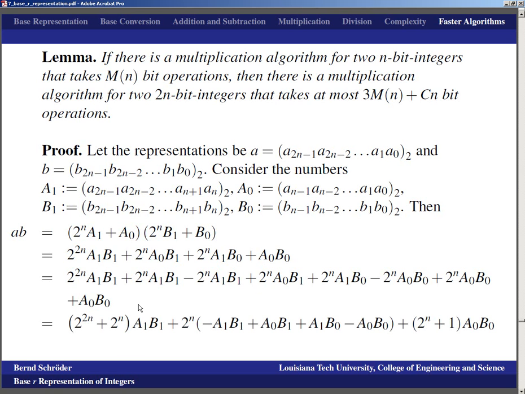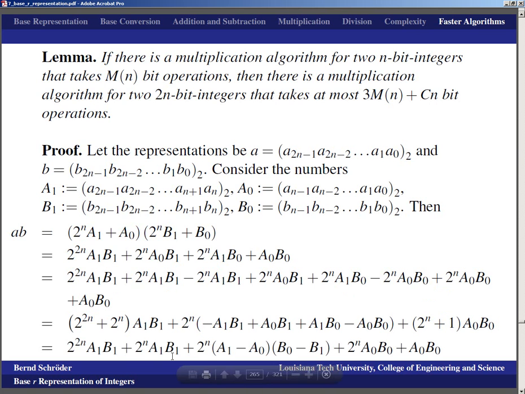But now we can combine that differently, right? Because now this is 2 times 2 to the n plus 2 to the n a1 b1 from here. Then we have 2 to the n times negative a1 b1 plus a0 b1 plus a1 b0 minus a0 b0 plus 2 to the n plus 1 times a0 b0. And that, of course, is 2 to the 2n a1 b1 plus 2 to the n a1 b1 plus 2 to the n. And here, this is now a1 minus a0, b0 minus b1.